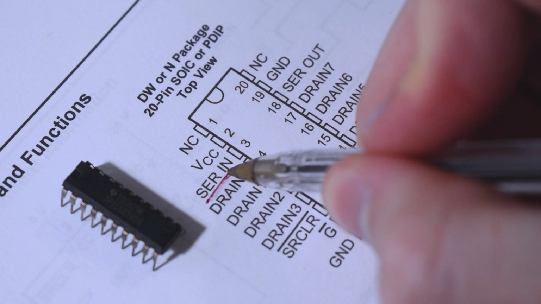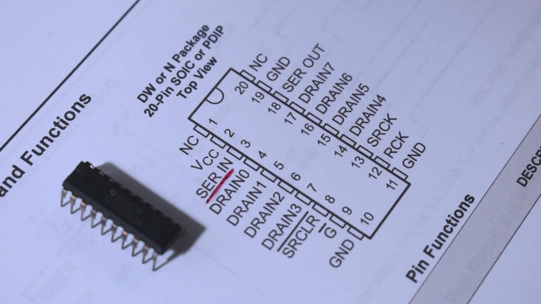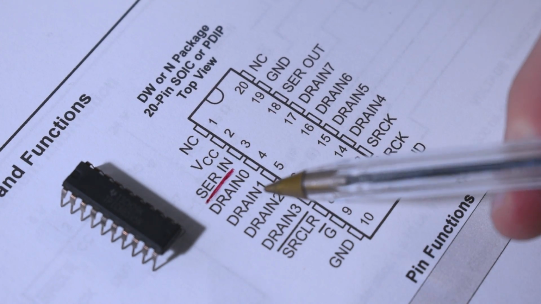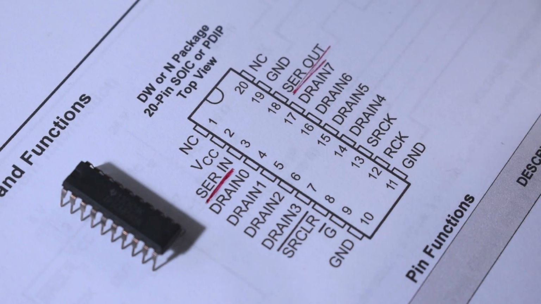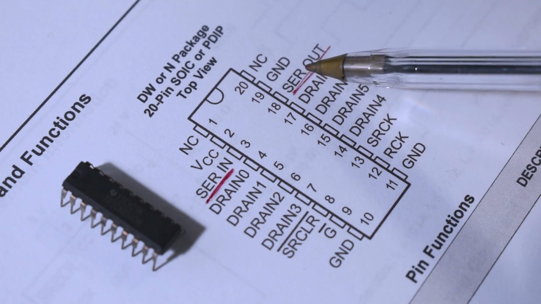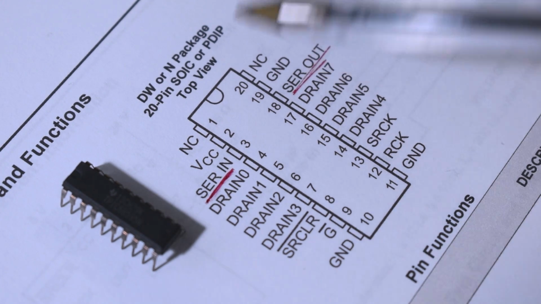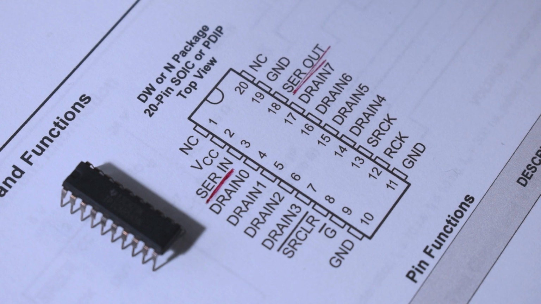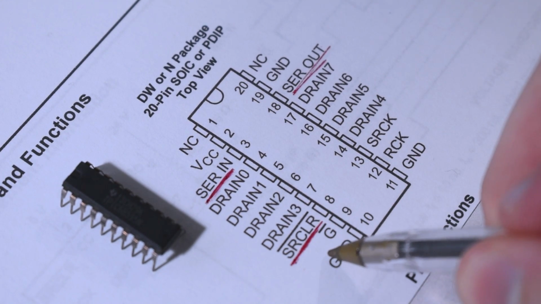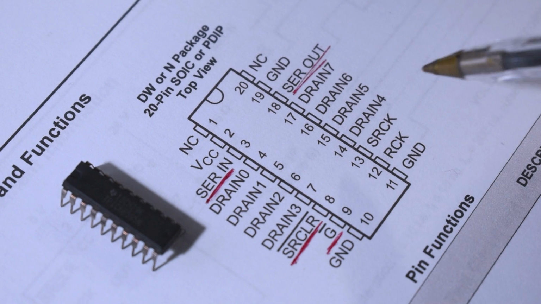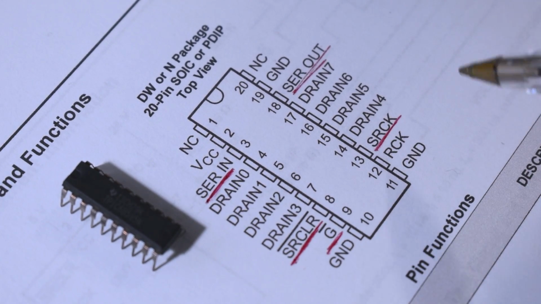So we've got serial in, which again we kind of saw earlier on. That's going to be our serial in data from the microcontroller. We've then got serial out here, which can be used to cascade 2 shift registers together. So we can connect the serial out of one shift register to the serial in of another shift register. We've then got our register clear pin here. We've also got our output enable pin. We've got our serial clock, and then here we have a register clock.